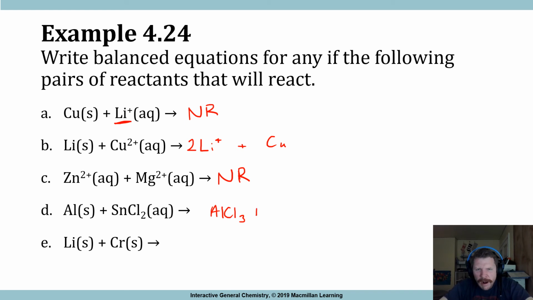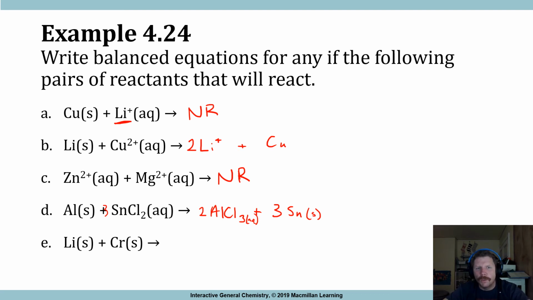Then we've got 3 Sn, so we precipitated tin out of there, aq. And the last thing that we need to do is balance it. We've got to throw a 2 in front of that and a 3 in front of that. Okay, so we're all balanced there.